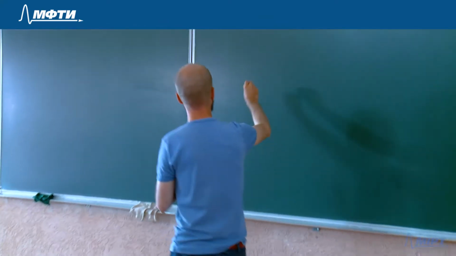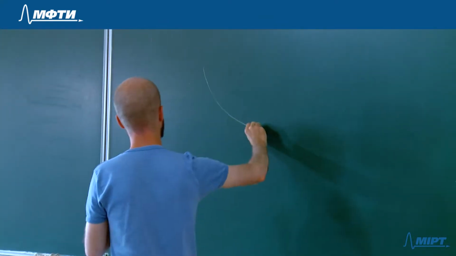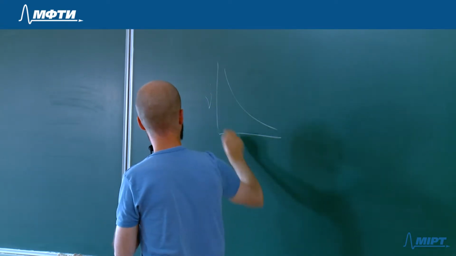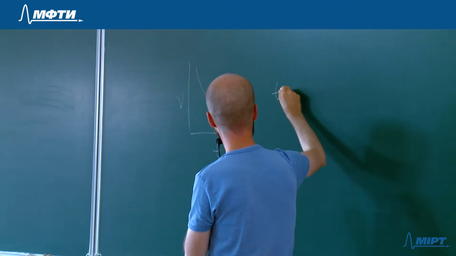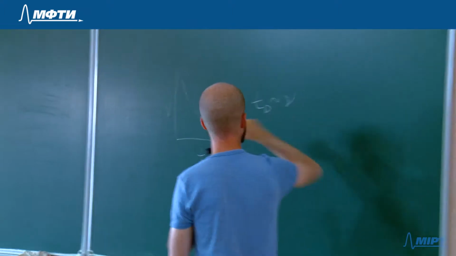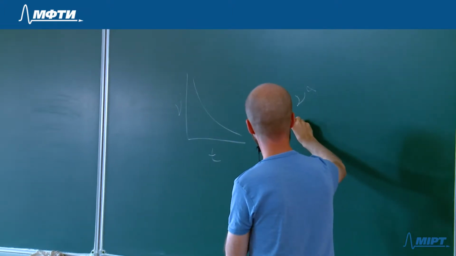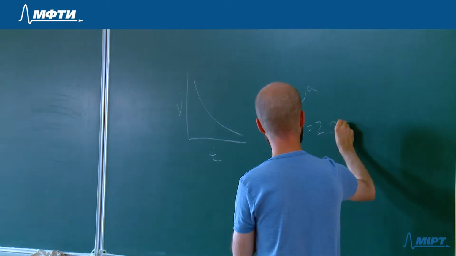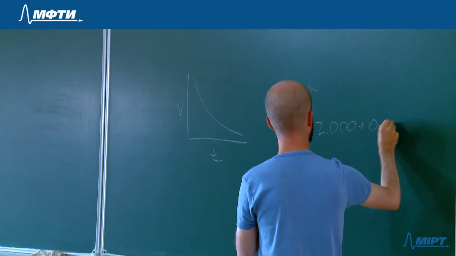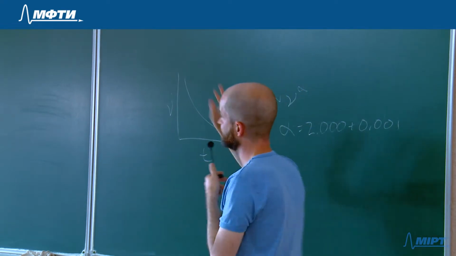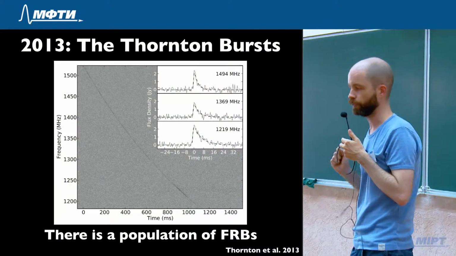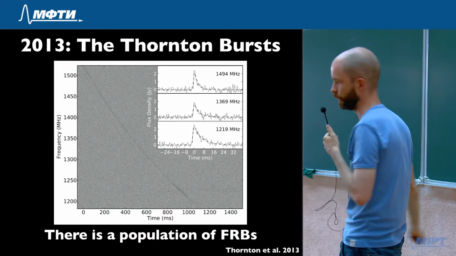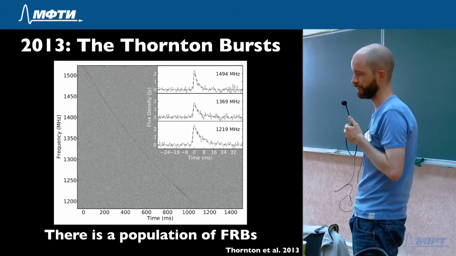Of course, one of the things you want to do is see how perfectly this follows the expected dispersive delay. And I think they found that the frequency scaling of that dispersive sweep, if you talk about time delay being proportional to frequency to some power, the index alpha was like 2.000 plus or minus 0.001 or something like that. So with such a high signal to noise and with such a large band, it's possible to do a pretty careful confirmation that the sweep in frequency matches what you would expect from interstellar and intergalactic dispersion.